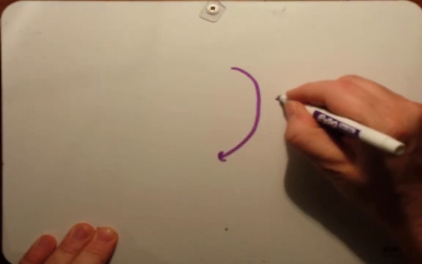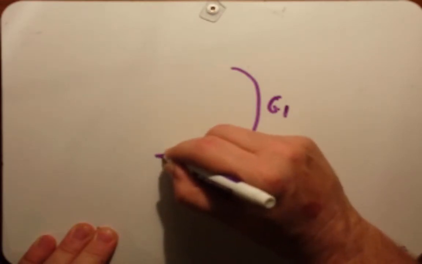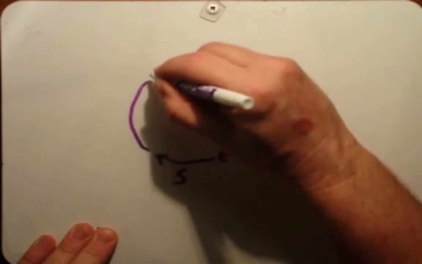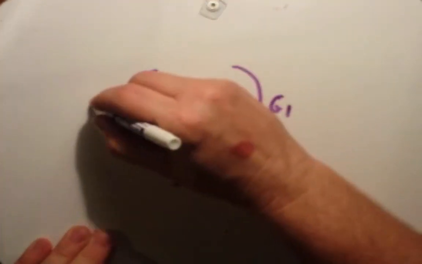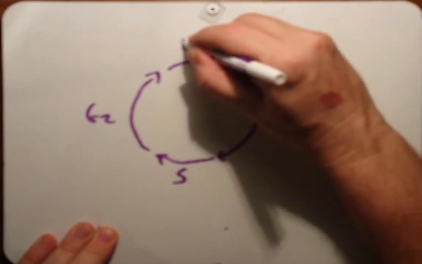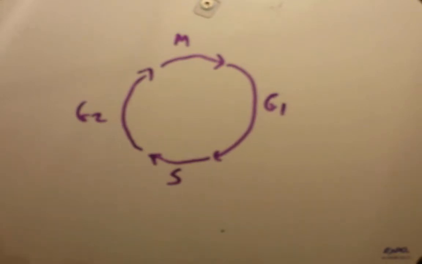Here we have G1, and then we have S, then we have G2, and then we'll have the M phase, which could be mitosis or meiosis. So let's first talk about what happens at each of these stages, and then we're going to talk about the actual cells, or rather the chromosomes within the cells, and see what's happening with them.